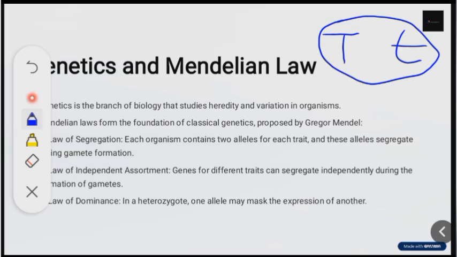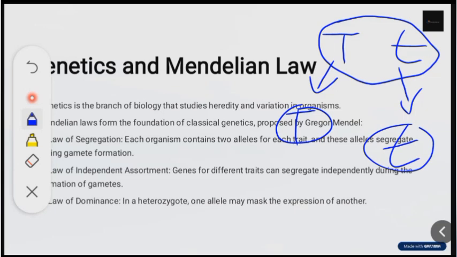So let's say this is a cell and these are two chromosomes. Now, the first law of segregation is saying that when this cell wants to form a gamete, it will separate. I will now have one capital T here and then small t here. So this is a cell, and these are gamete cells. Let's call them sperm cells. So this is one sperm cell, and this is another sperm cell.